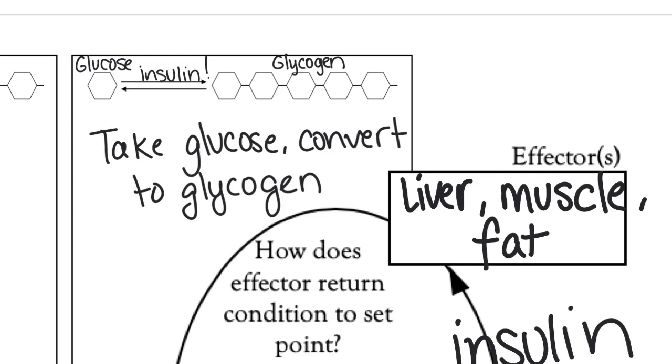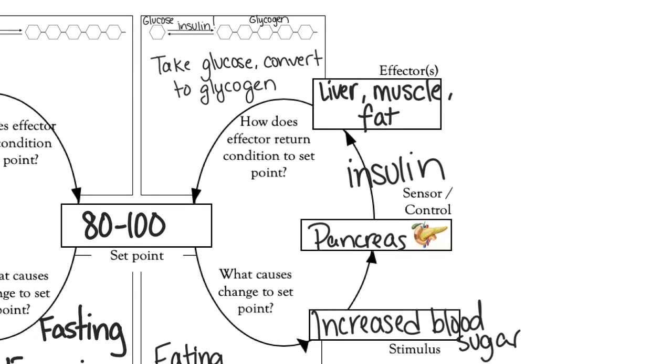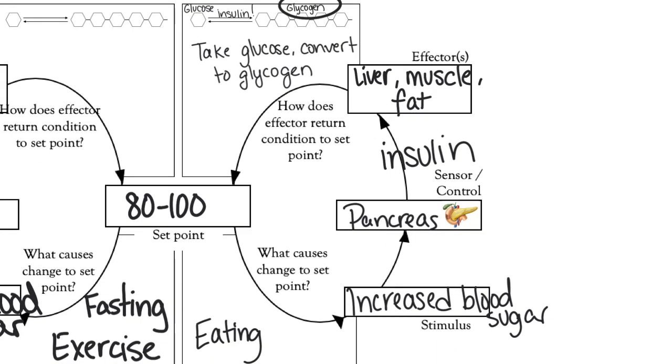Okay, so why did I mention that? Well, we need to understand that the body is storing extra sugar as glycogen. So when your blood sugar goes up, you take the extra, you store it as glycogen, and that's going to drop the sugar levels back down to normal.